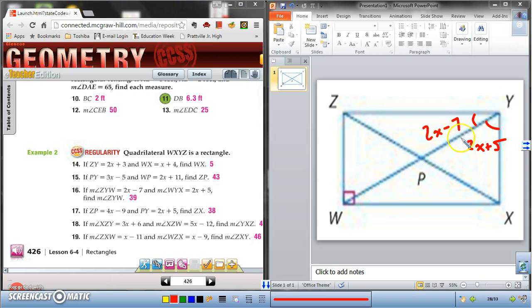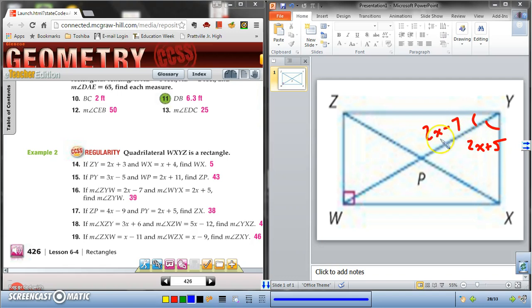So they give me an expression for both of these and then ask me to find the measurement of ZYW. To find that measurement, I have to first know what x is. So I have to find some way to relate these two expressions to one another. Well, you'll notice here you have two angles that share a common side here.